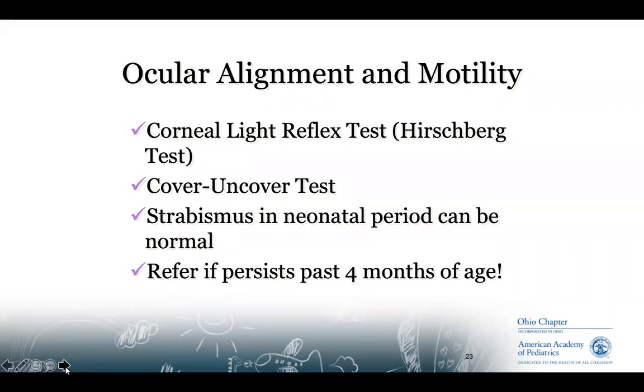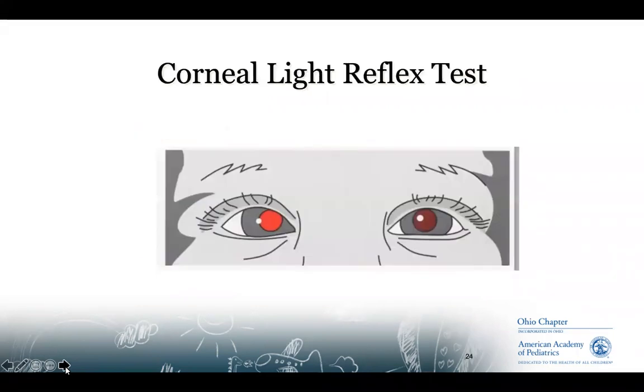And remember that it's important to keep in mind that strabismus in the neonatal period can be normal, and I typically will not refer unless the strabismus persists past 4 months of age. So when doing the corneal light reflex, ideally, the pupillary light reflex should be symmetric in the middle of both pupils. And here you can see that the patient's right eye tends to be deviating inward with a lateral displacement of the corneal light reflex. You also notice a difference in intensity between the right red reflex and the left red reflex.